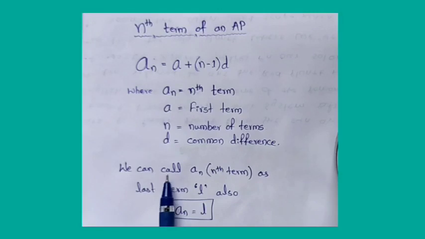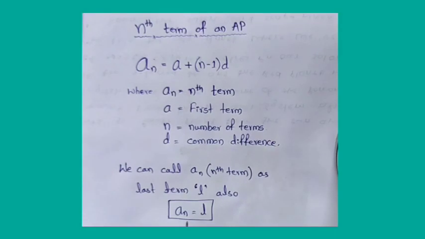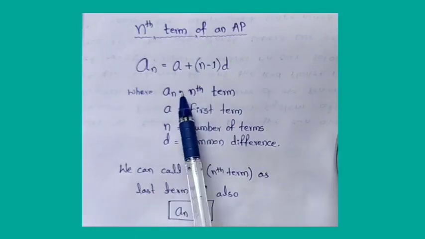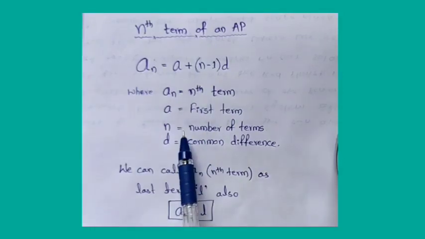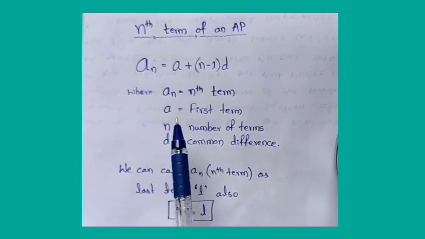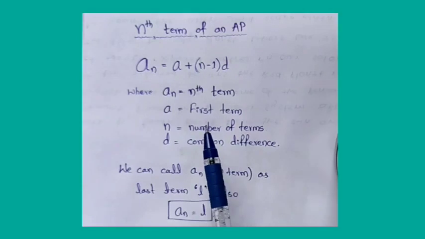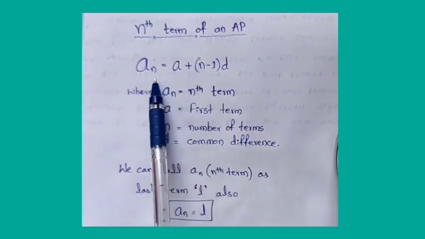And also we can call AN, the nth term, as last term L. We have to indicate it by L. AN equal to L. This one we will use in our sum of first n terms, at that time we will get this last term. Now presently for exercise 1.2 we need this formula. Out of these 4 factors, they will give any 3 factors, and using those 3 factors we have to find the remaining factor. So I will solve a few questions based on this formula.